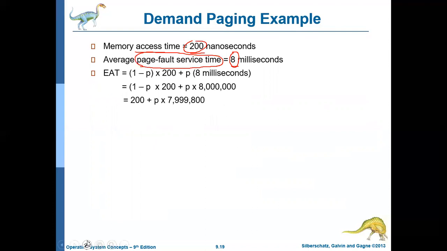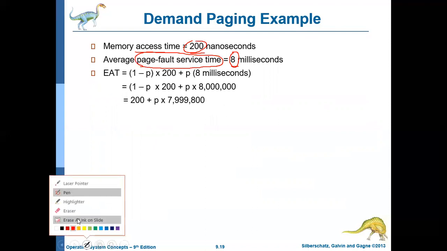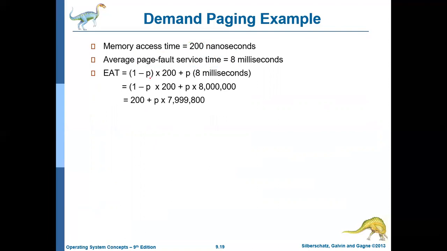In that case, the effective memory access time is given like this. What is the effective access time? You recollect the formula: (1 minus p) into memory access time when there is no page fault, that is 200 nanoseconds, plus p into the page fault service time, or the page fault overhead.